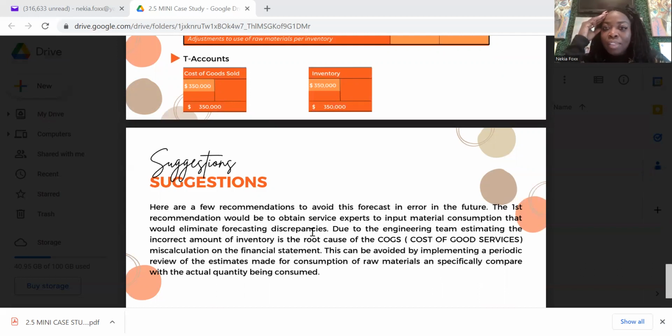So this can be avoided in the future by implementing a periodic review of the estimates made for consumption of raw materials and specifically comparing the actual quantity being consumed. So this is our summation of Parsi's error that is now being corrected for our case study 2.5 assignment.